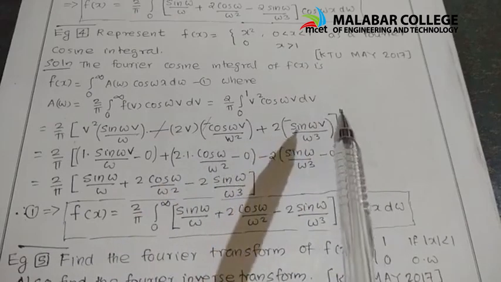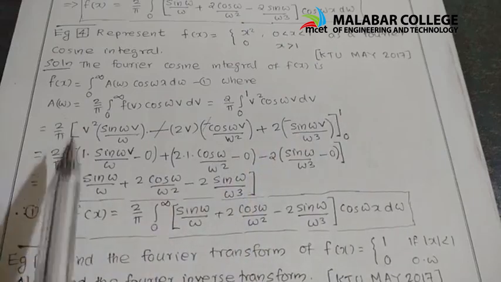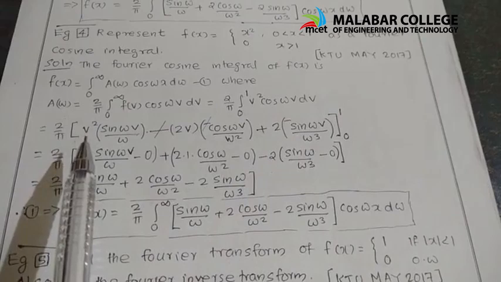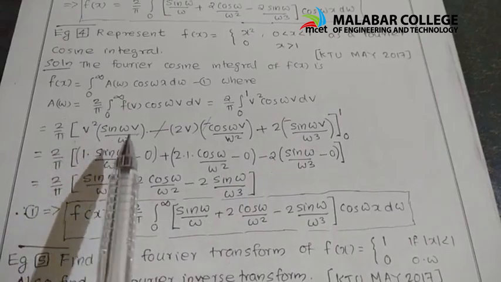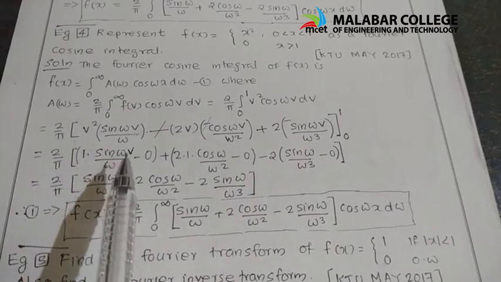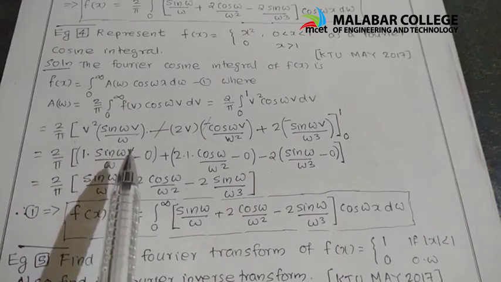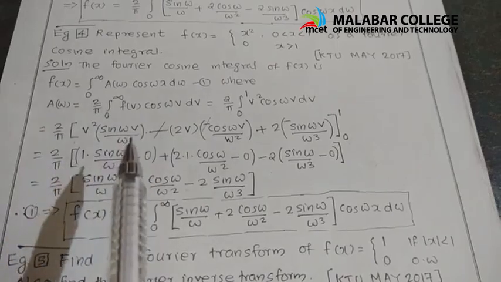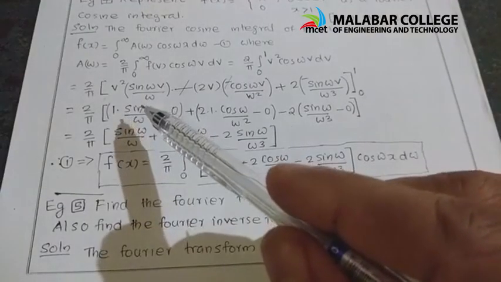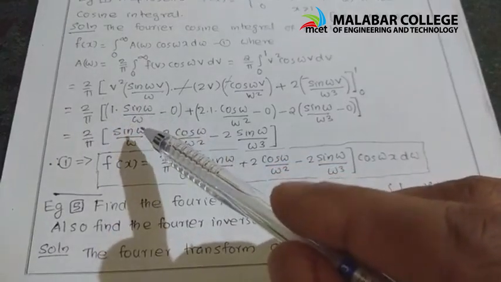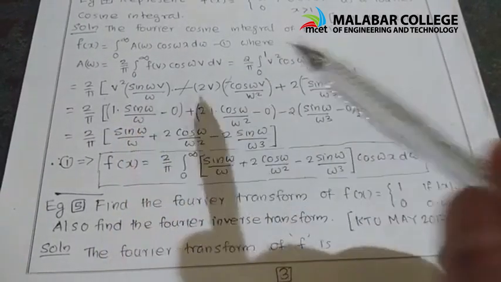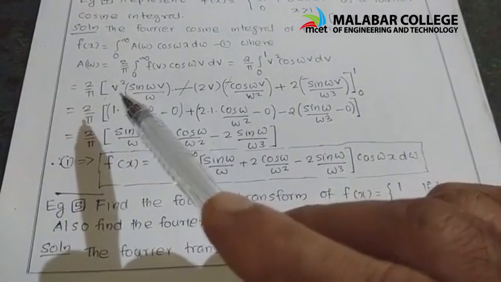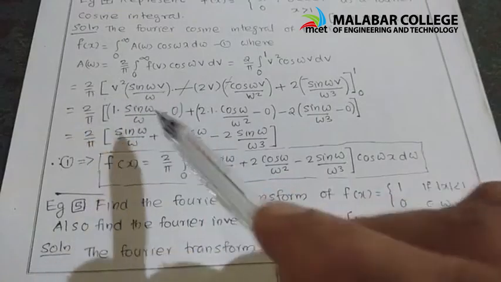Applying the limit, upper limit 1 here, so I am writing 2 by pi again. And when we are substituting v is 1, so v square is also 1. So 1 into sine omega into 1 means sine omega. Sine omega divided by omega, minus the lower limit 0. In place of v I have to substitute 0, so the complete term will be 0, which is 0 here.